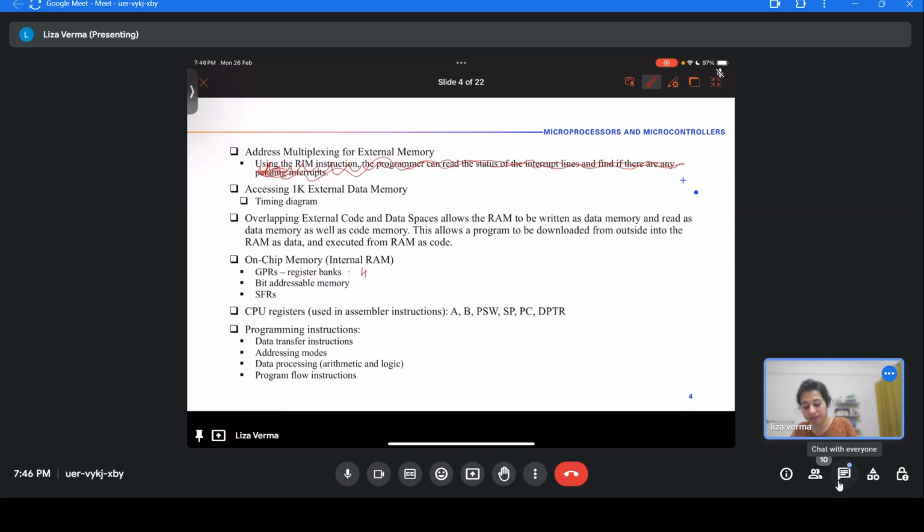Okay, so there are four register banks, right? And each bank has how many registers? Eight. Eight registers, which gives us a total of how many registers? 32. Four into eight, 32.